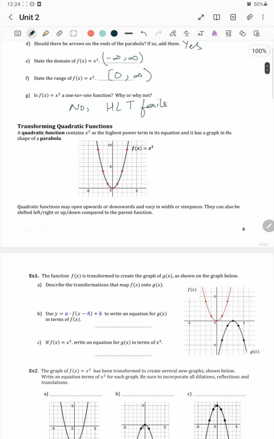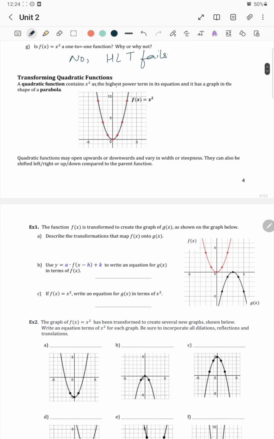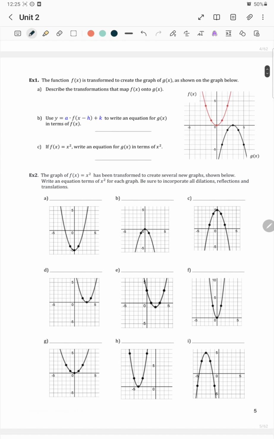Transforming quadratic functions. A quadratic function contains x squared as the highest power term in its equation, and it has a graph in the shape of a parabola. So f of x is equal to x squared has a graph of a parabola and the highest power is squared. Quadratic functions may open upwards or downwards, and may vary in width or steepness. They can also be shifted left, right, down, or up. The function f of x is transformed to create a function g of x. So this was f of x, it was transformed to create g of x as shown in the graph below.